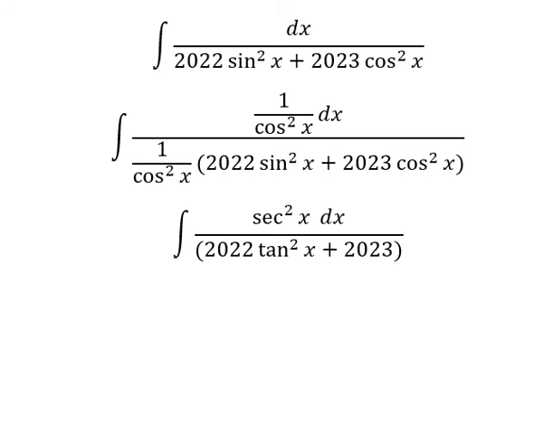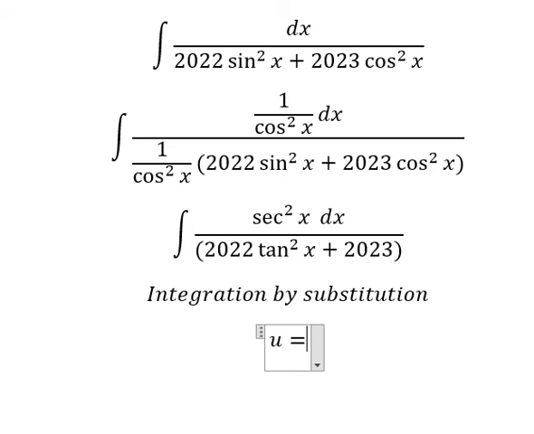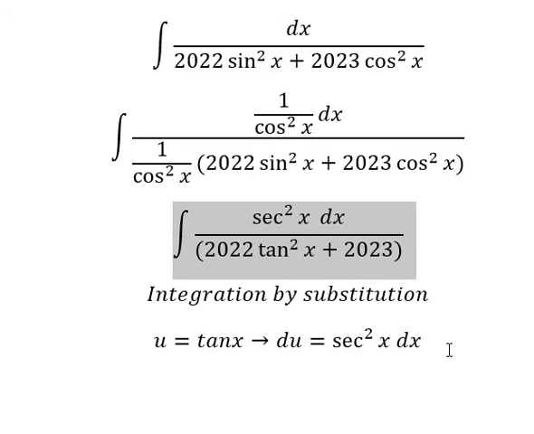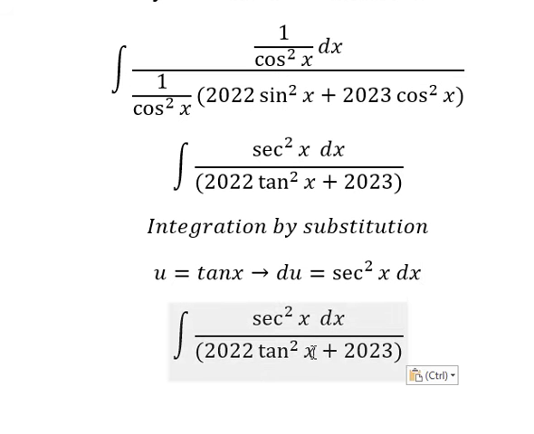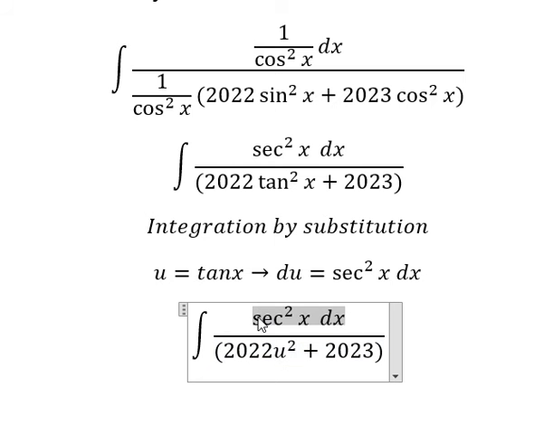Next, we need to use integration by substitution. So I will put u equals tan x. So we do the first derivative for both sides. We have secant of x squared dx. This one we change for u squared. This one we change for du.